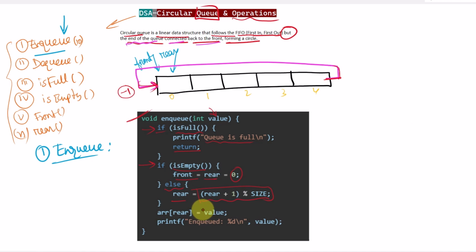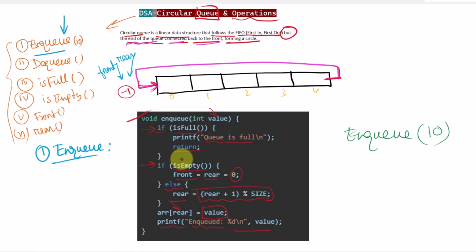After that, we can insert our value at the rear index position of the array. Suppose we are calling the enqueue function and we are enqueuing the value 10. Because the queue is empty, both the front and the rear pointer will be pointing to the 0th position. Here the rear pointer and the front pointer will point to this 0th position, and then in that position we can store the value. That means the value 10 will be stored right here in the 0th position.